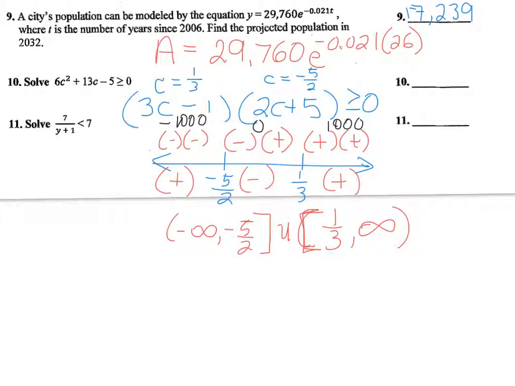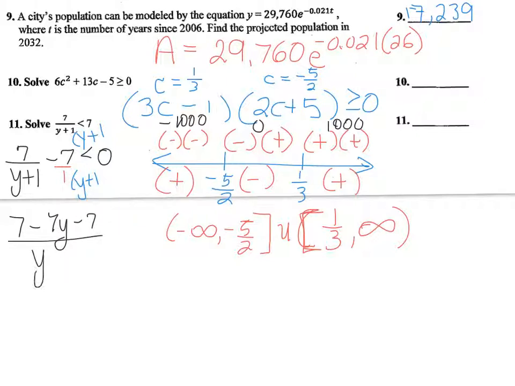And number 11, and last, okay, I need to bring the 7 to the left side, right? So bring the 7 to the left side, that's going to be 7 over y plus 1 minus 7 less than 0. Then it's like putting a 1 underneath, which means that you multiply both sides, top and bottom, by y plus 1. Okay, so then when you distribute, you're going to have 7 minus 7y and then minus 7. All of that over y plus 1, and that is less than 0. When you combine the 7 and the negative 7, they cancel out, right? Okay.